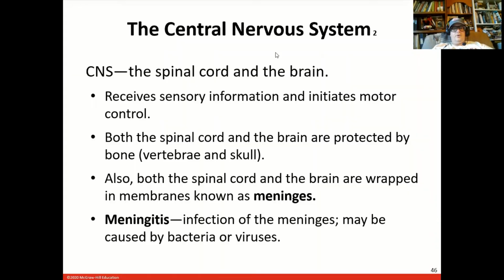Okay, so the central nervous system, brain, and spinal cord. You know that this receives information, it initiates control. If you remember, interneurons, I'm talking gray matter, are only a central nervous system thing. Let's move on.